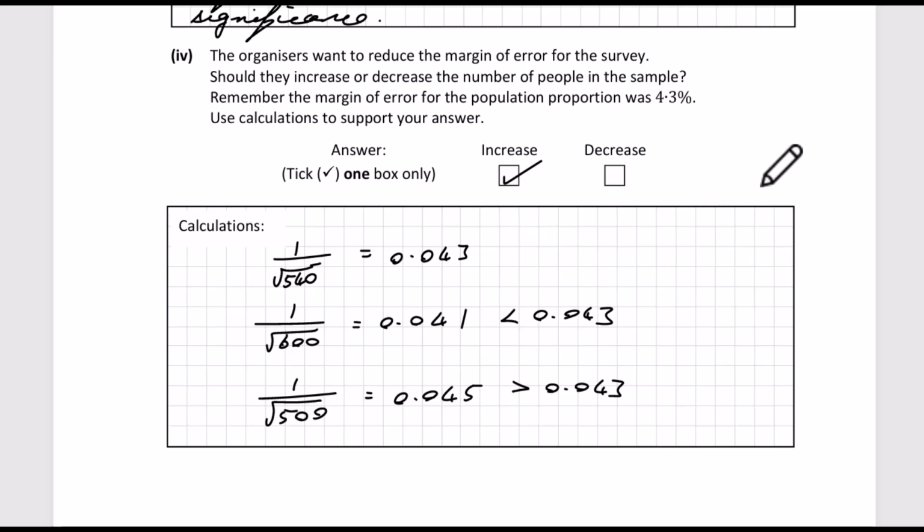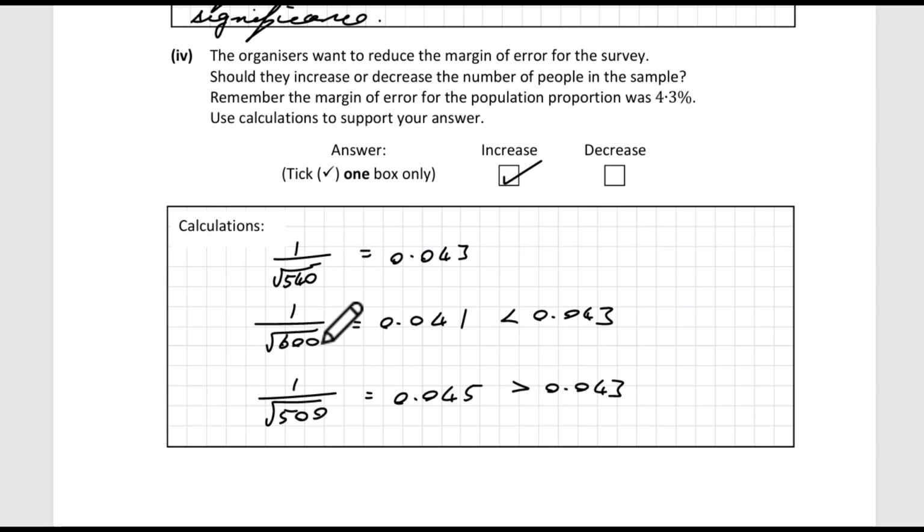The organisers want to reduce the margin of error for the survey. Should they increase or decrease the number of people in the sample? Remember, the margin of error for the population proportion was 4.3%. So all you have to do there is just try some numbers. This was the margin of error that we calculated earlier, 4.3%. And we did that by doing 1 over the square root of the sample size, 540.